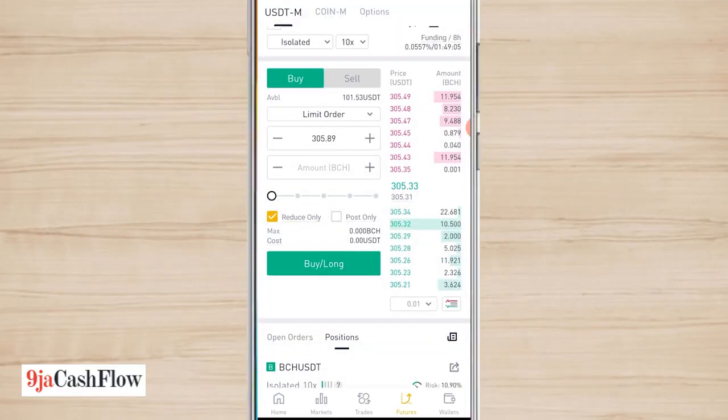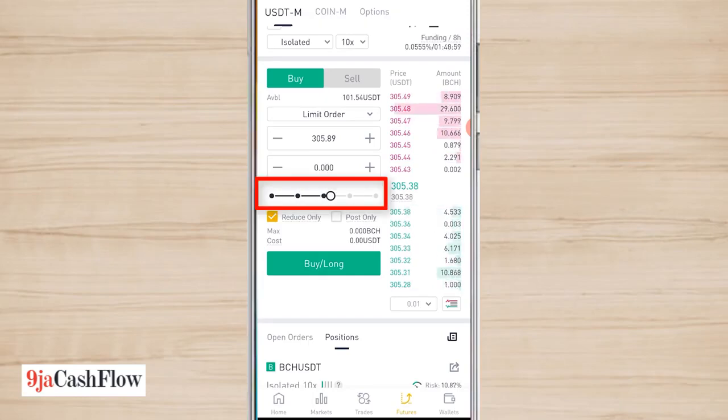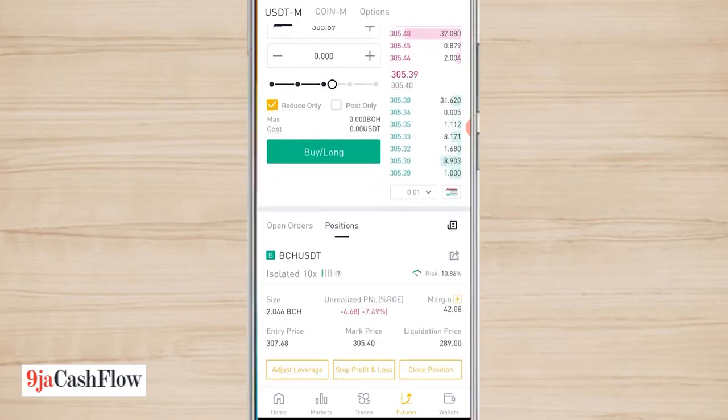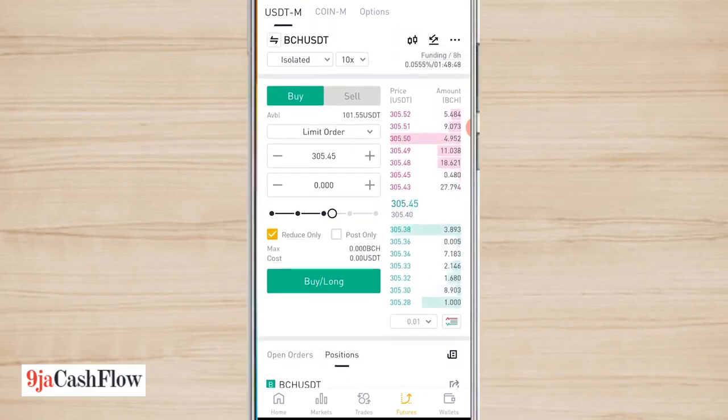All right, so the next thing is to choose the amount. Make sure that you don't trade with all your capital. Most people do it a lot.